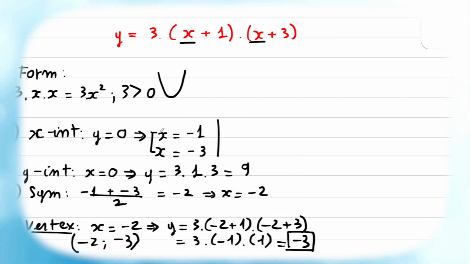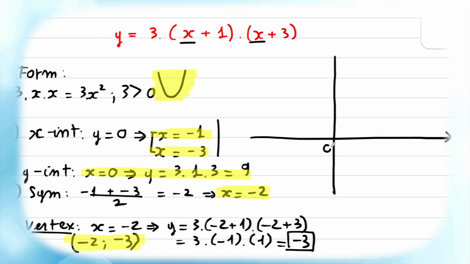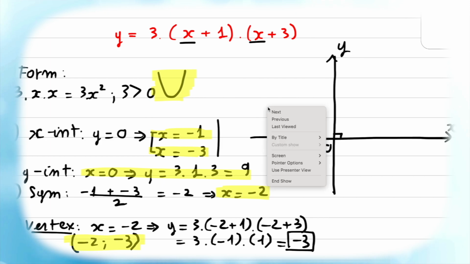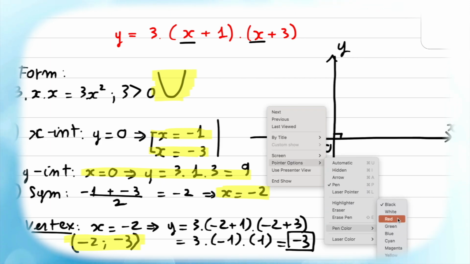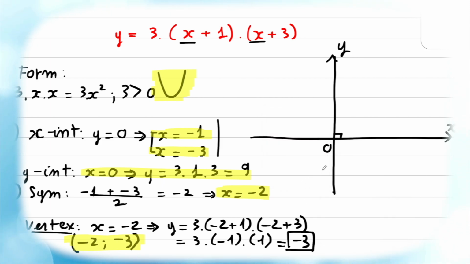So what will we got after we analyze this graph? The form, x-intercept, y-intercept, symmetrical line, and the point of the vertex. Okay, and now time to set up the graph. 0 here, y here, and this one will be x, the square angle. Okay, and -1, -3.